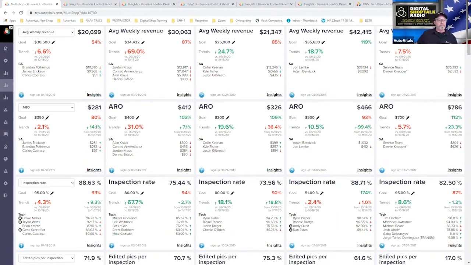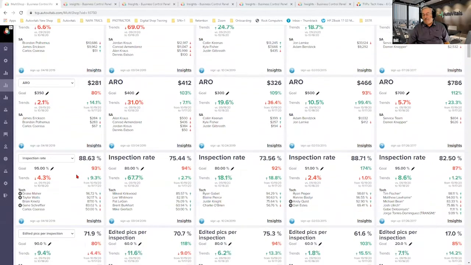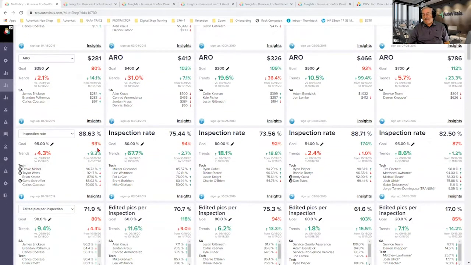Thanks, Michael. Awesome. So basically, I've got 5 different shops laid across here. And when I talk about diagnosing, I'm always talking about inputs and outputs. These are some basic outputs that I want. I want to drive weekly revenue, and I want to drive ARO, and I want to do that by measuring certain inputs.